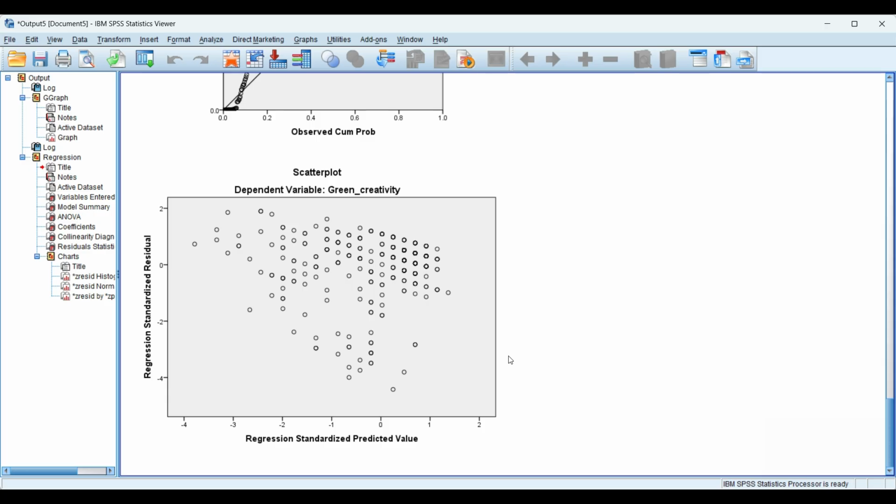So there are potential influential cases, and we diagnosed that there is a violation of homoscedasticity. In this way, we found the heteroscedasticity of the data.